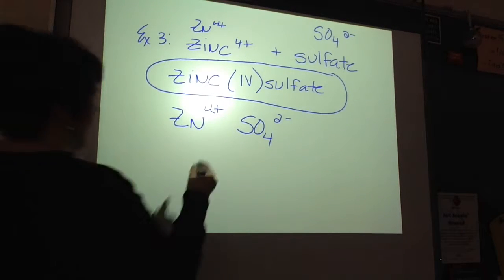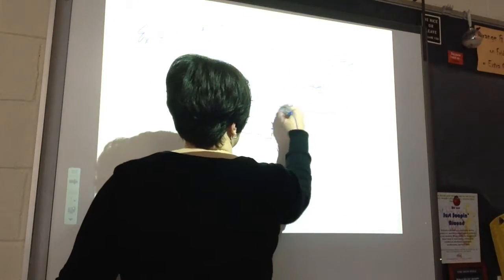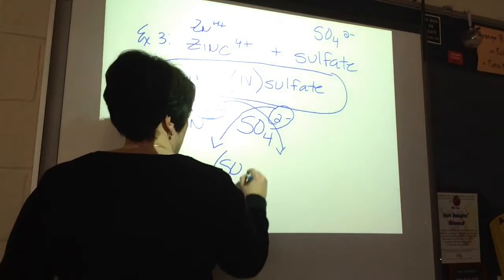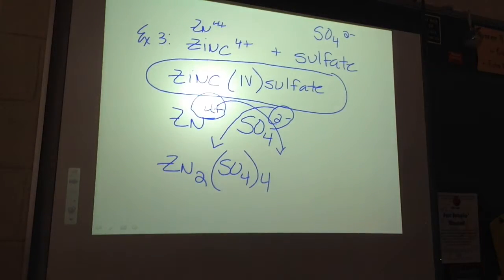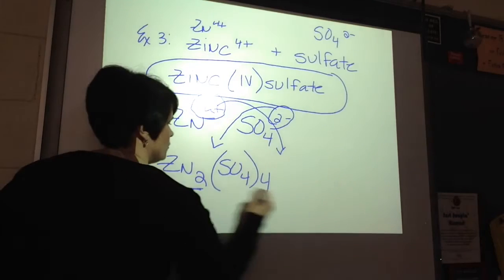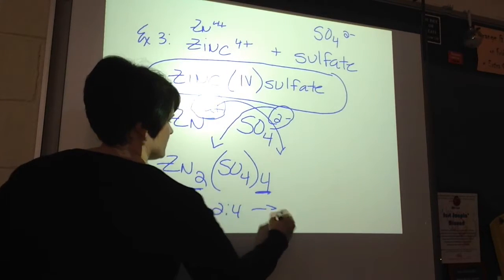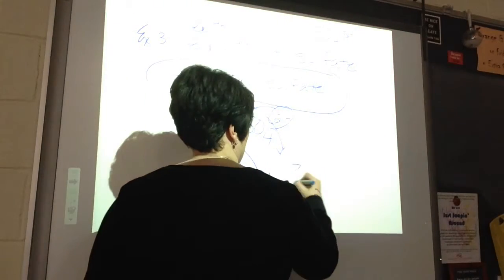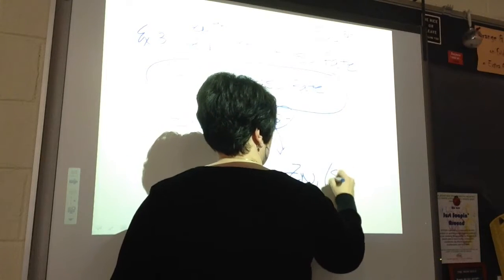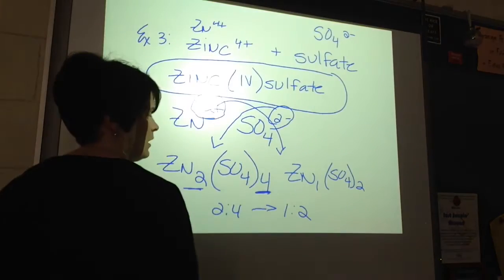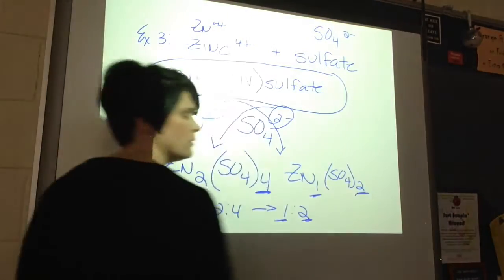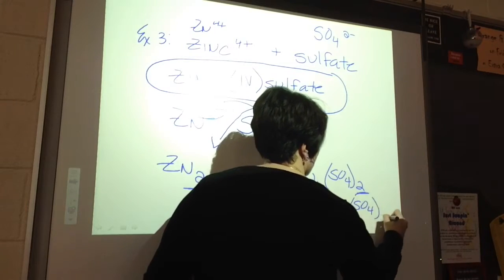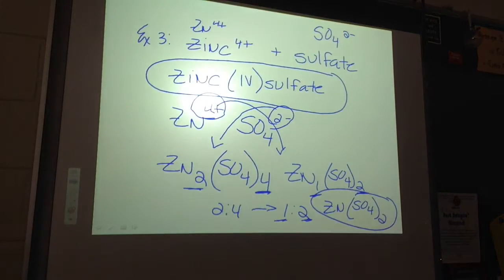Okay. All right. So this 4 needs to come over here. This 2 needs to come over here. So Zn2 SO4 4. 2 to 4 gets reduced to 1 to 2. I'm going to write it all the way out. Zn1 SO4 2. There's my 1 and my 2. But of course we don't write 1s in formulas. Yeah?